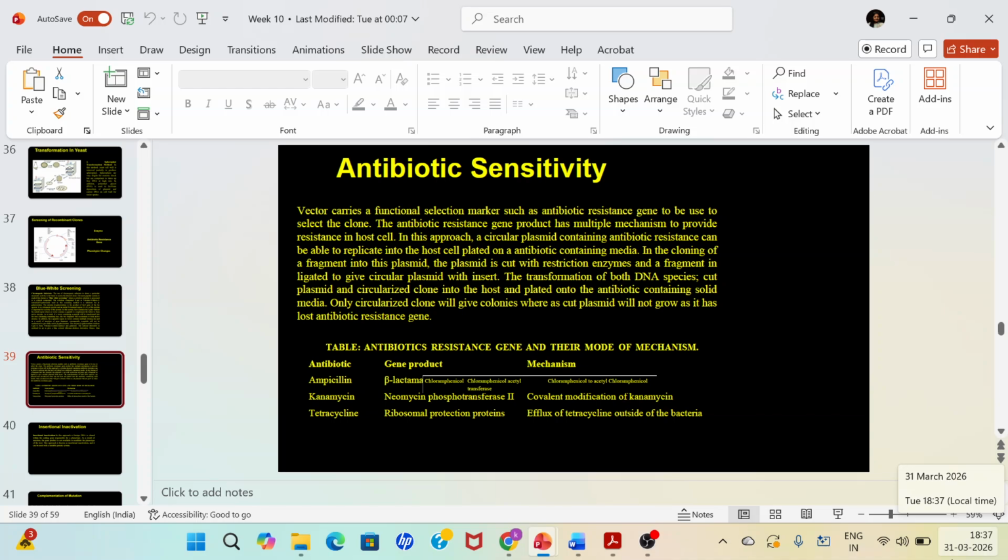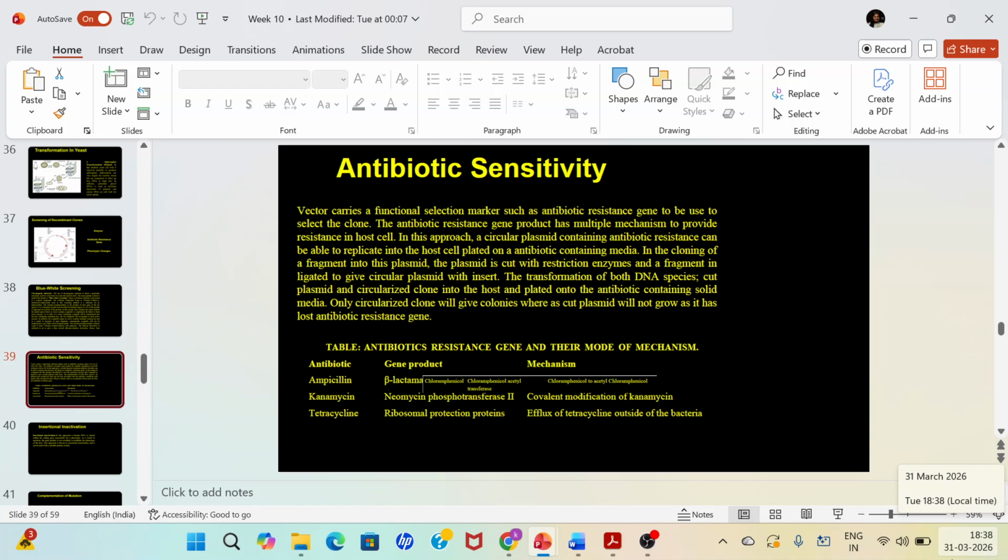So the vector carries a functional selection marker, such as an antibiotic resistance gene, to be used to select the clone. The antibiotic resistance gene product has multiple mechanisms to provide resistance to the host cell. In this approach, a circular plasmid containing antibiotic resistance can replicate in the host cell plated on an antibiotic-containing media.